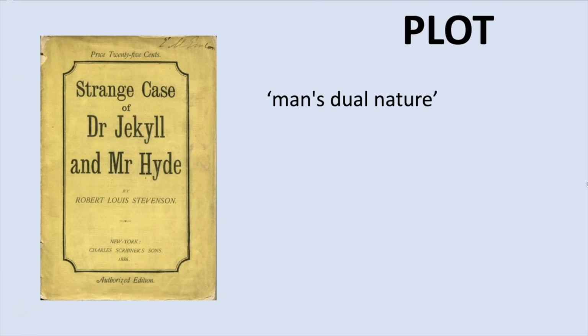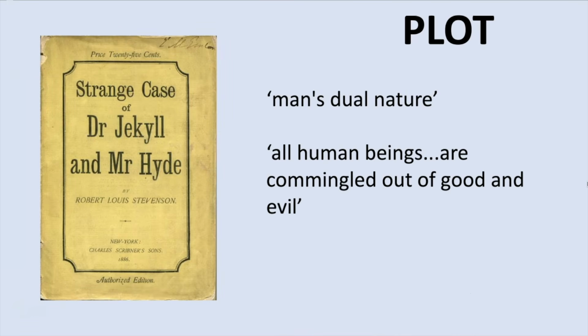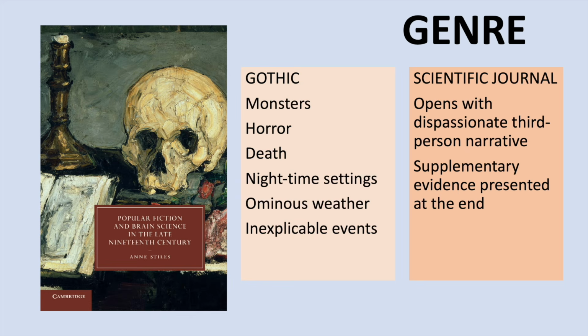Jekyll refers to man's dual nature in chapter 10, explaining how all human beings are commingled out of good and evil. However, rather than simply analyse the plot itself, you might like to analyse how Stevenson presents the theme of duality through his use of genre, setting and language.